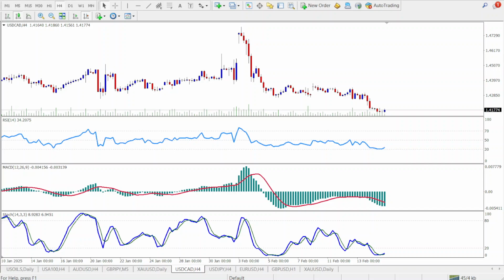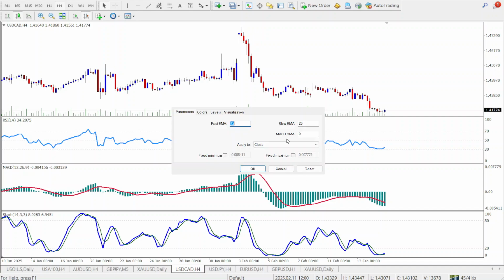Next, we have the MACD, the moving average convergence divergence, which is a dynamic indicator that helps traders to spot trend shifts and momentum changes. The MACD consists of three main components: the MACD line, which shows short-term momentum, the signal line, a moving average of the MACD line, and finally the histogram, which shows the difference between the MACD and the signal line.